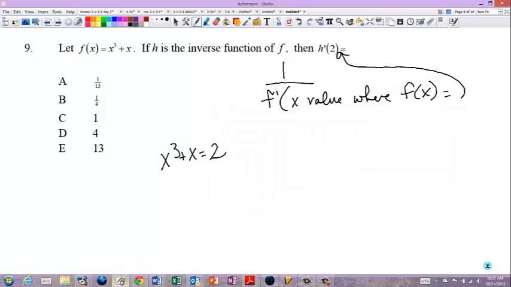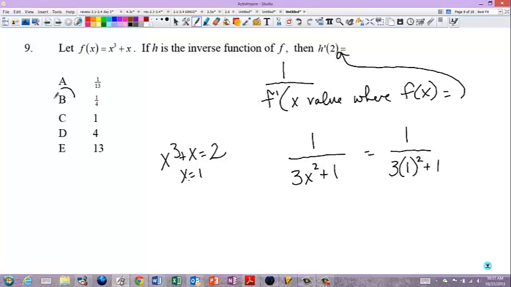So I want 1 over the derivative, 3x squared plus 1, at 1. So it's 1 over 3 times 1 squared plus 1, so it's 1/4. And that was just remembering the formula, and I think a lot of us have forgotten it. I would study that. That is on your test.